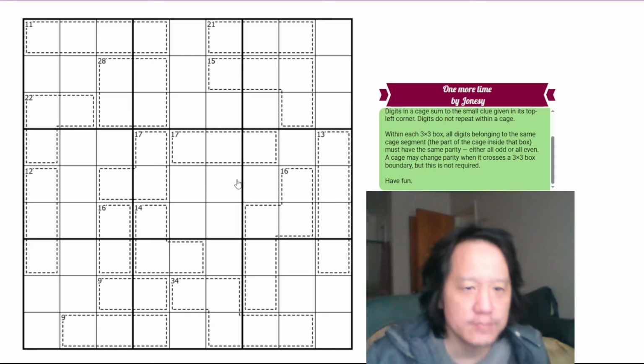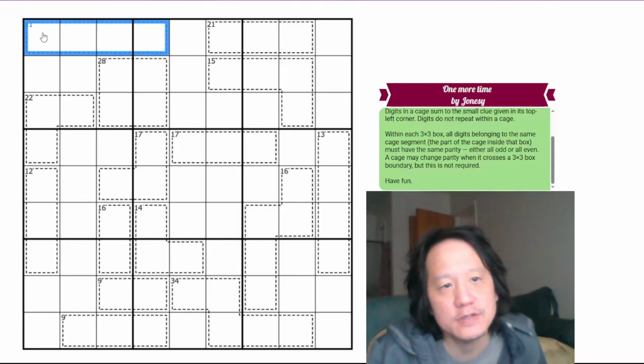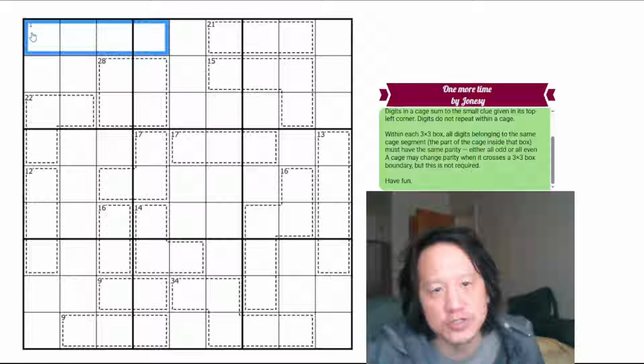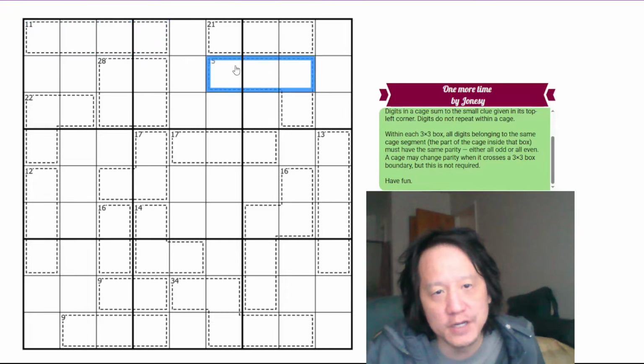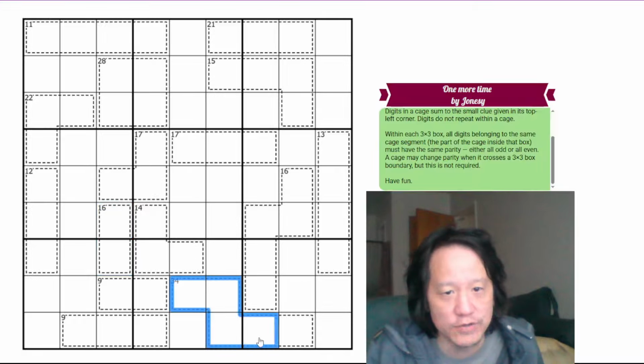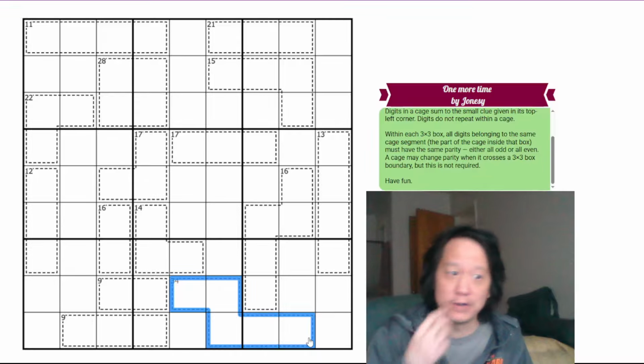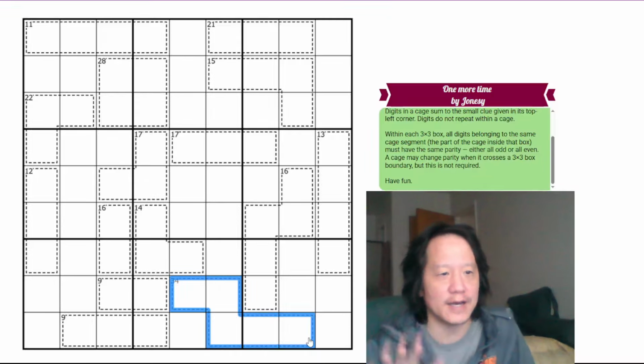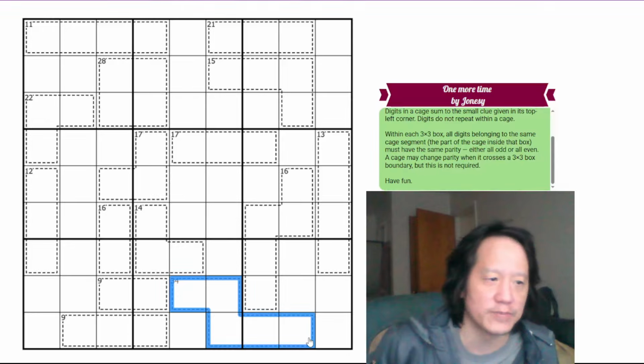Okay. We have multiple cages which only have one solution. That is, this 11 cage has to be 1, 2, 3, 5. The 16 cage must be 1, 2, 3, 4, and 6. This 16 cage must be 7 and 9. And this 34 cage must be 4, 6, 7, 8, 9. And those are the only sets of digits that add up to those specific sums.